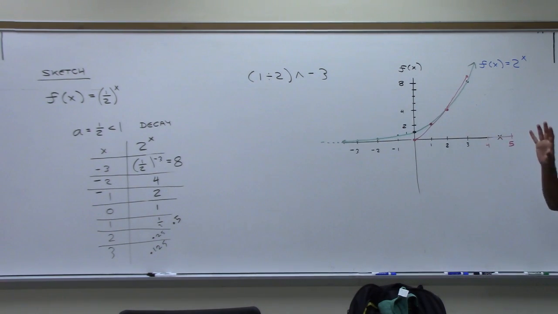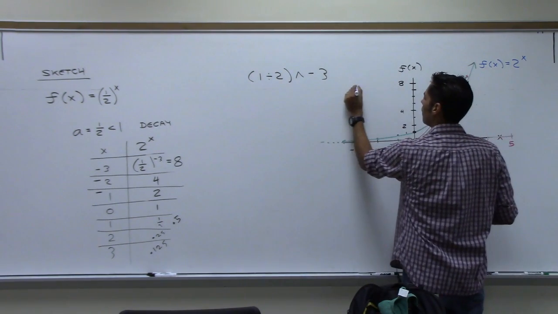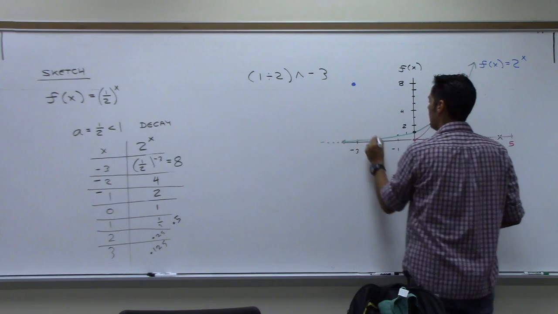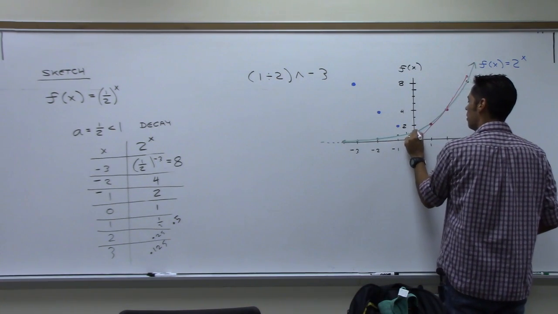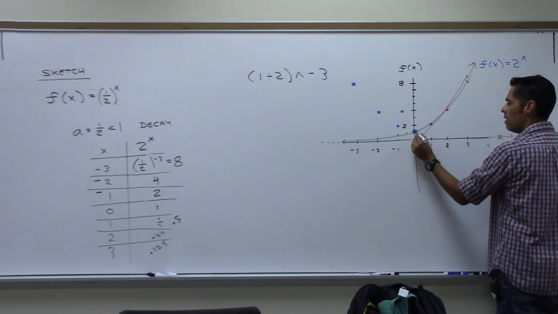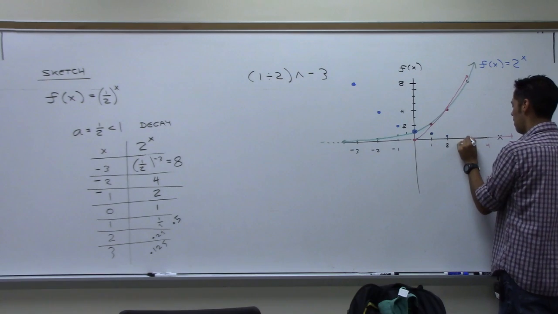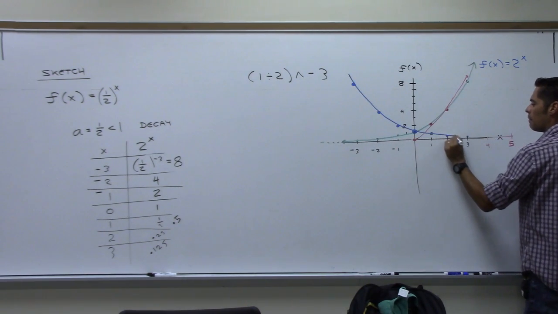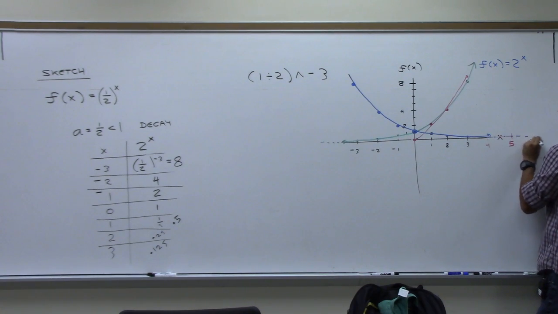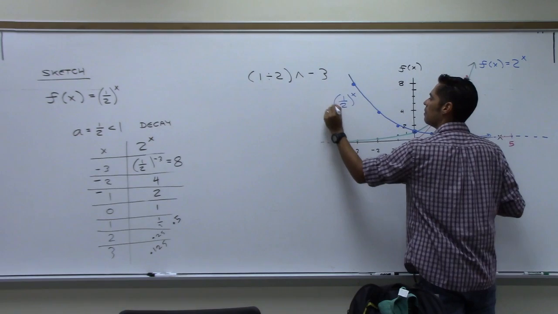So those are all the same numbers, just flipped over. At -3, we're at +8. At -2, we're at +4. At -1, we're at +2. Then we're still here, right? We still have 0, 1. But then we have 1/2, 1/4, an eighth, and it goes down that way. This is 1/2 to the x.